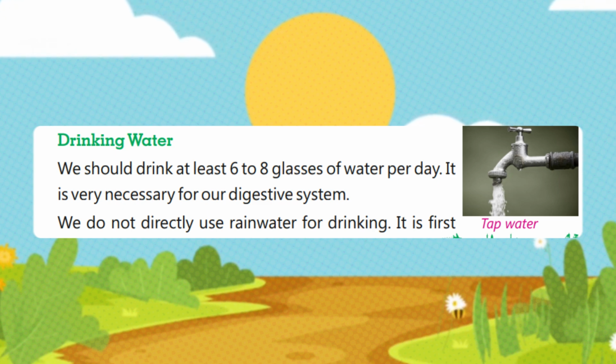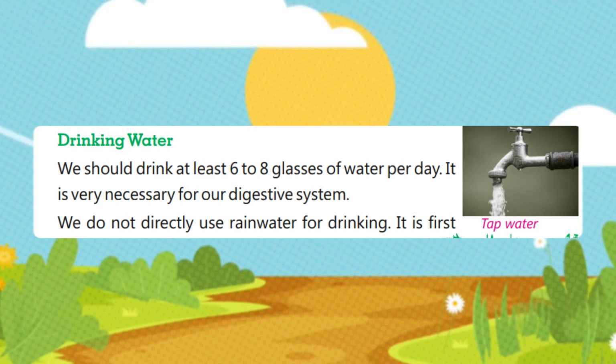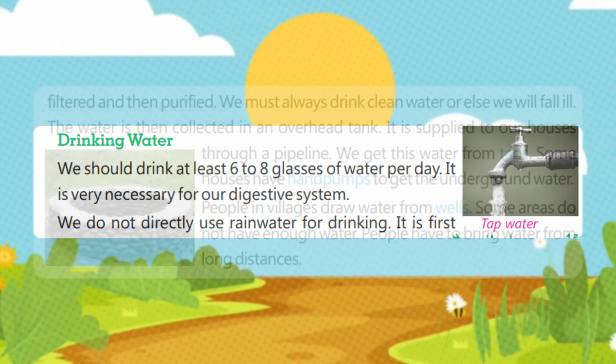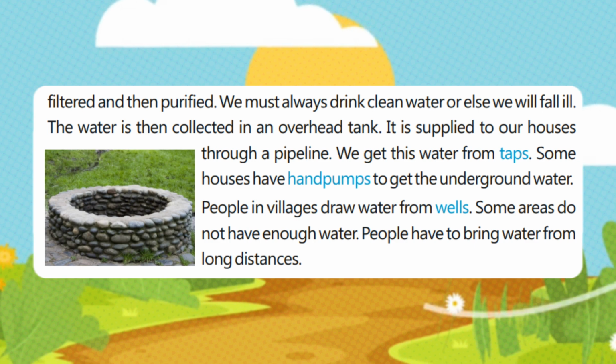Drinking water. We should drink at least 6 to 8 glasses of water per day. It is very necessary for our digestive system. We do not directly use rainwater for drinking. It is first filtered and then purified. We must always drink clean water or else we will fall ill.